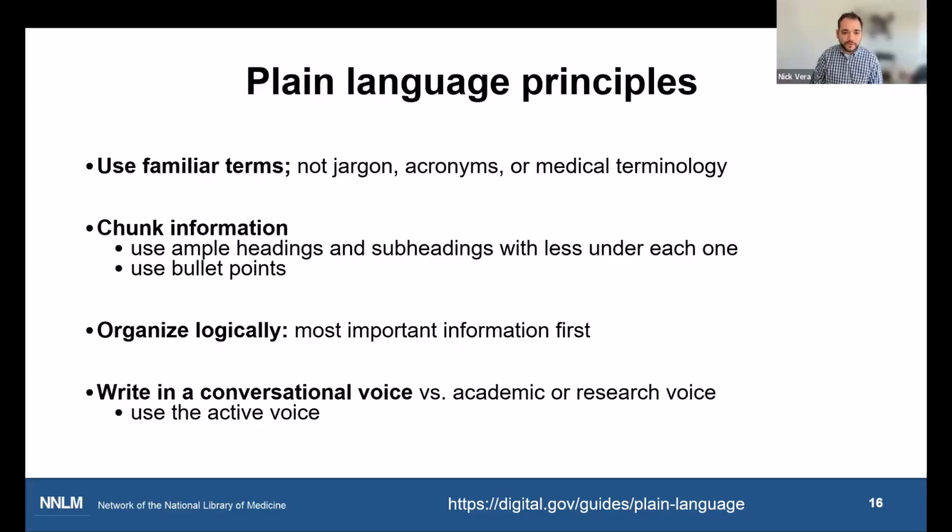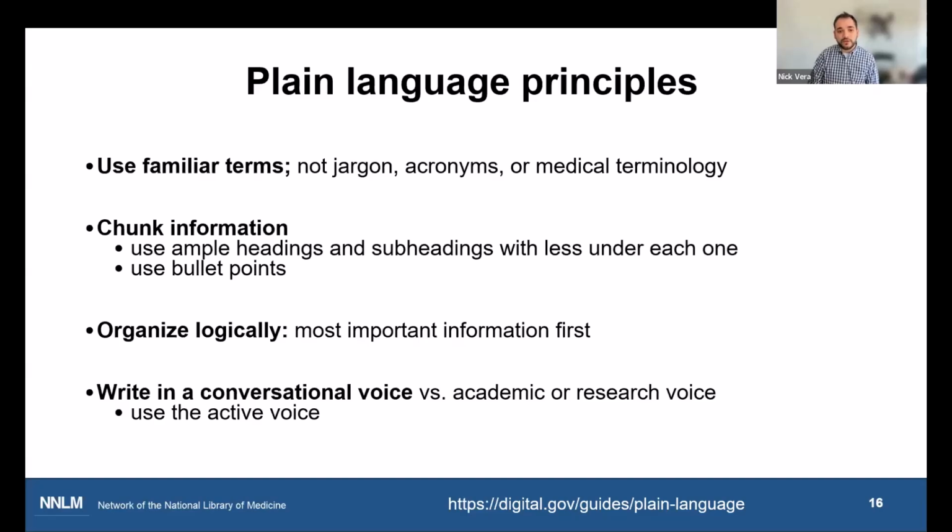We want to chunk the info. Chunking info means breaking documents into separate topics that are a little more palatable. Keep paragraphs short, use descriptive subheadings, use more headings and subheadings with less under each heading, and then use bullet points to organize important information. Organize logically. Put your most important information first and organize material in order of importance to the audience that you're trying to talk to. Start by stating your purpose and bottom line. Include background information towards the end.